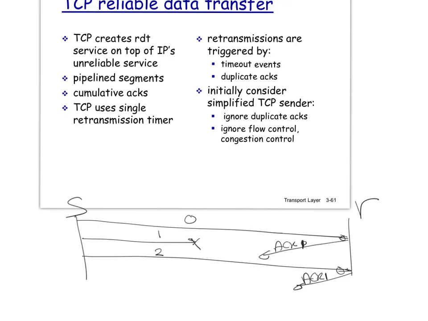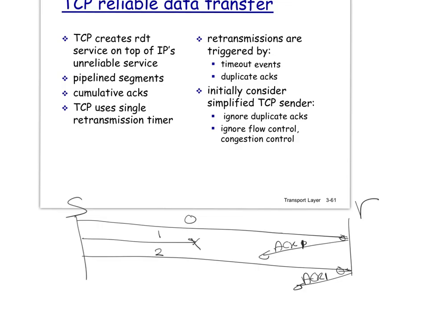Right? Because it expects everything in order. Assuming this is go back N. For selective repeat, it would actually use acknowledgement for all the received packets and accept the segment in the buffer. But TCP will not do that. TCP will send the acknowledgement for the last successfully received segment, right?